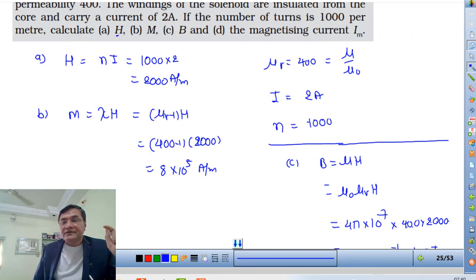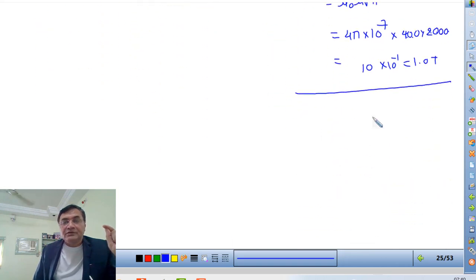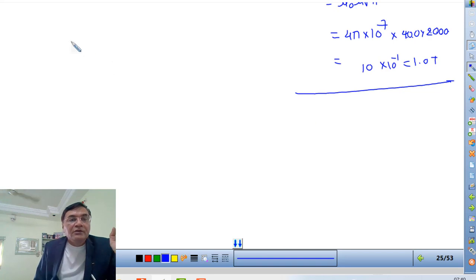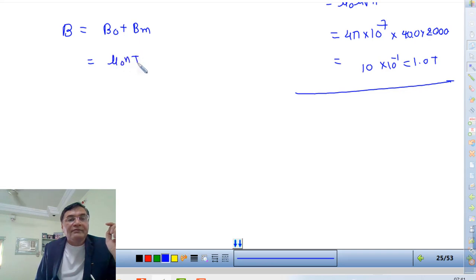The magnetizing current, that is something different. It is not well understood in the text. Our formula was B is equal to B0 plus BM. This is mu 0 Ni, the magnetic field inside. And I can say this is mu 0 Ni.